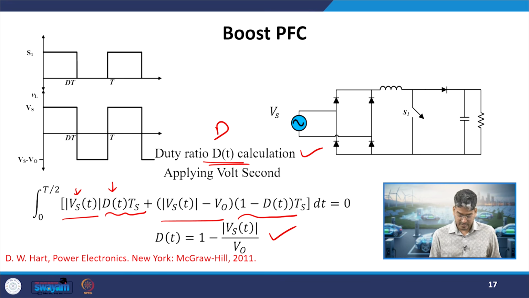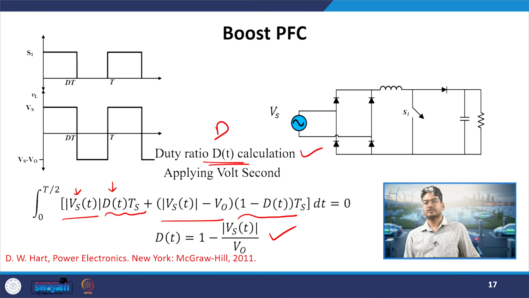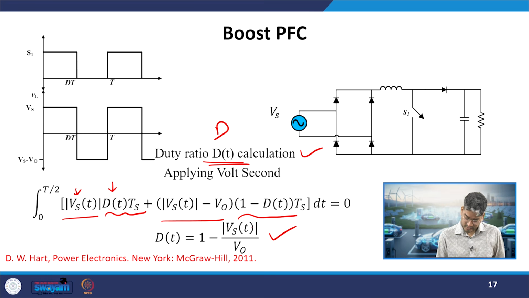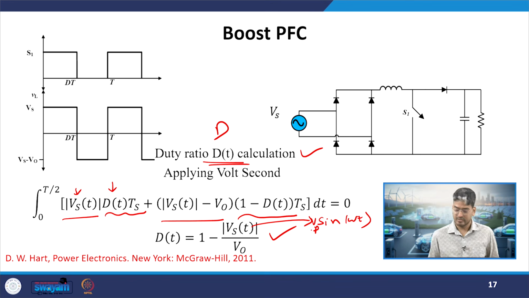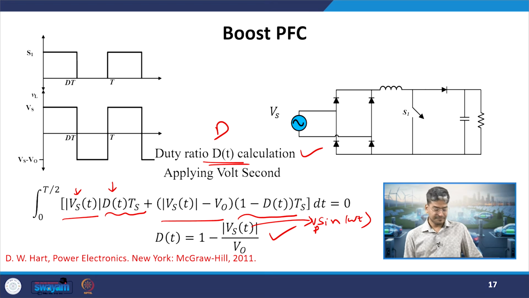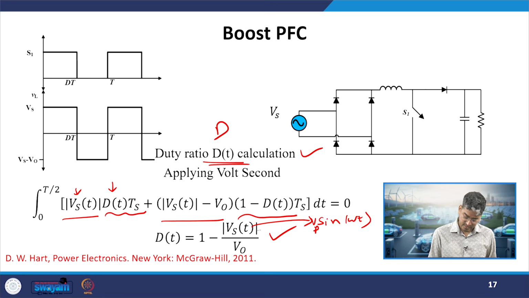In our previous case, for our boost converter, what was our duty ratio? The relation between your input and output voltage was V0 equal to Vs by 1 minus D. Now, here we have a variable. Why? Because this is your sine wave. So, what will be the variable present inside it? It is V peak sine omega t. So, now this voltage has become variable, so our duty ratio will also be variable.